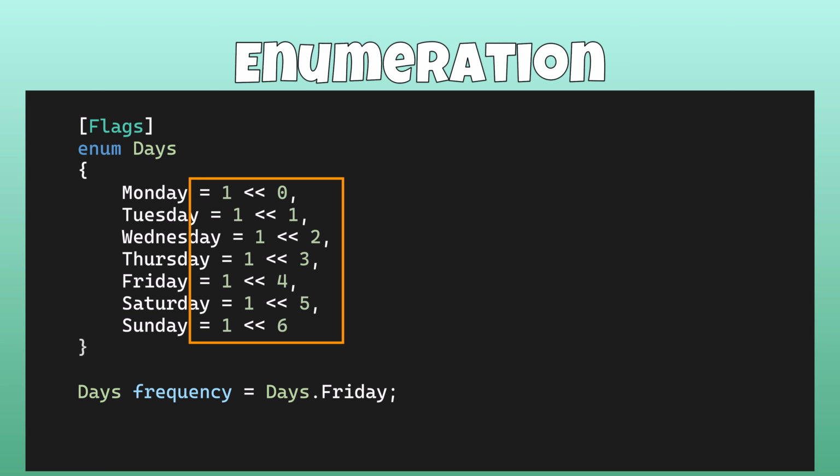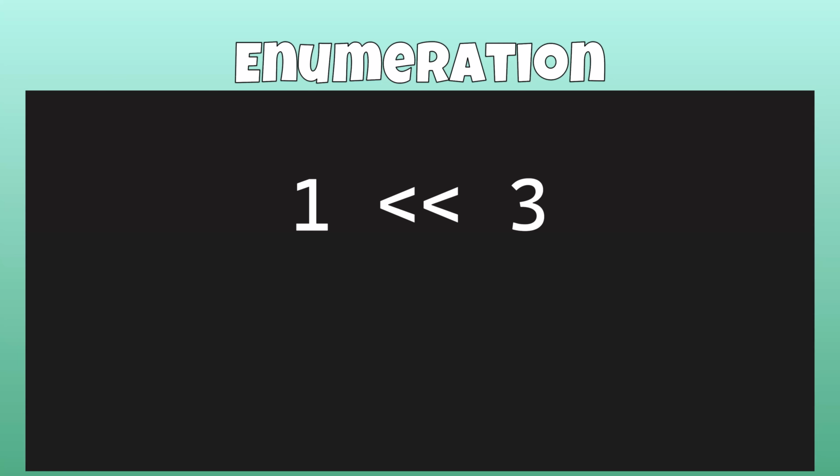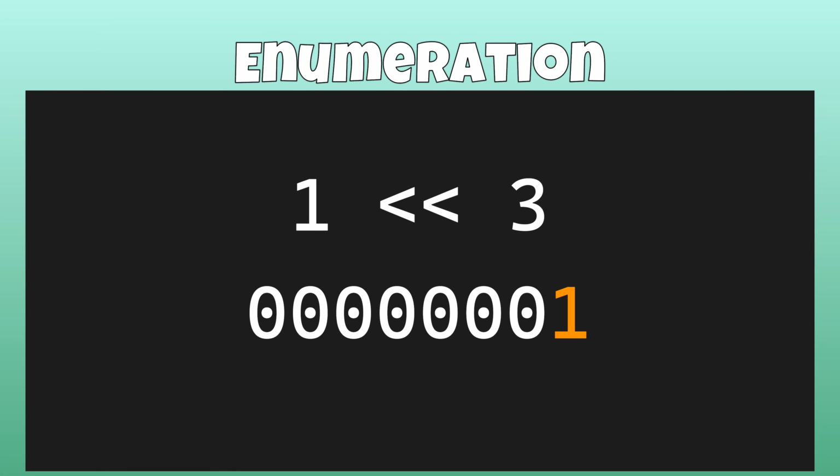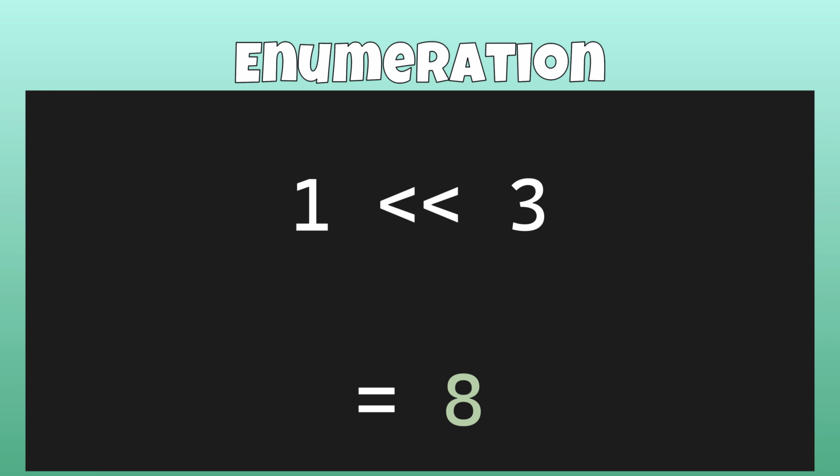A 1 followed by 2 less than signs, then a number, 1, 2, 3, etc. For example, this operation means that we take the number 1 in its binary form, and we shift all the bits to the left 3 times, then we complete with zeros. So here we obtain the value 8.